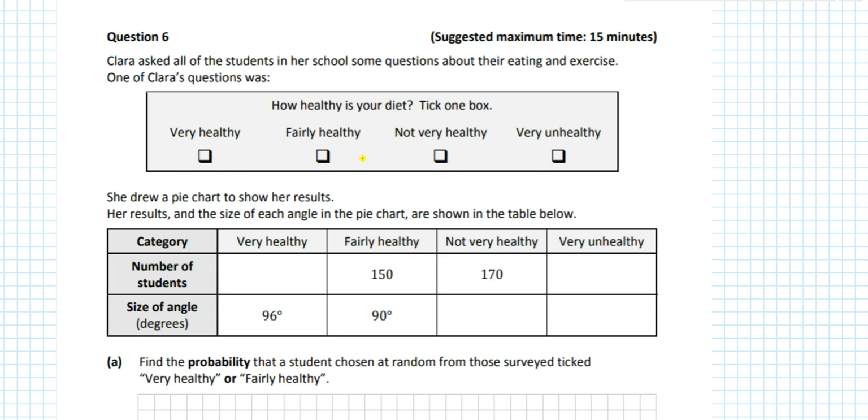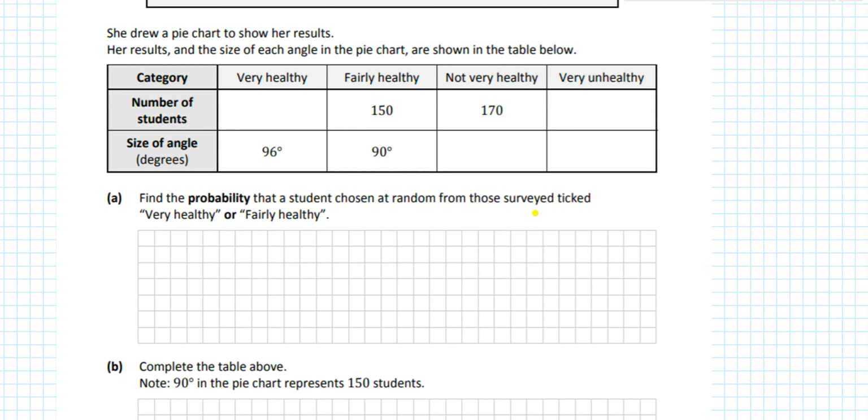How healthy is your diet? Tick one box. Very healthy, fairly healthy, not very healthy, or unhealthy. She drew a pie chart to show her results. Her results and the size of each angle in the pie chart are shown in the table below. Find the probability that a student chosen at random from this survey ticked very healthy or fairly healthy.